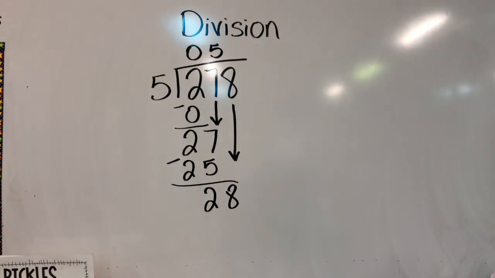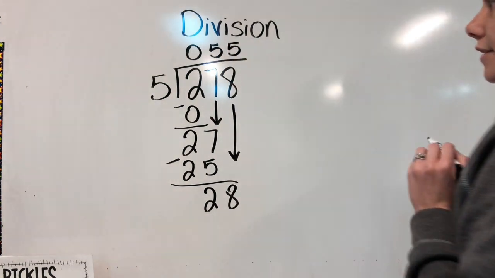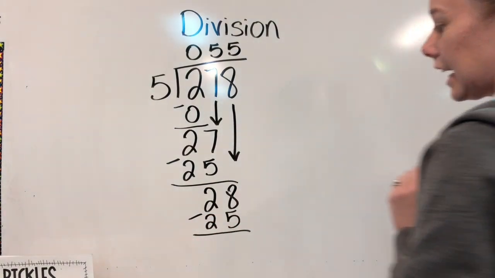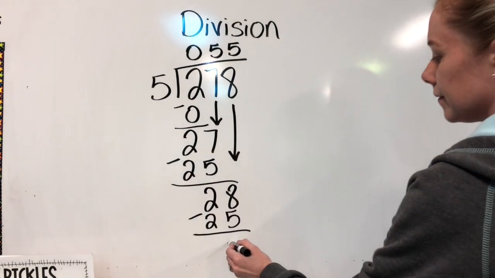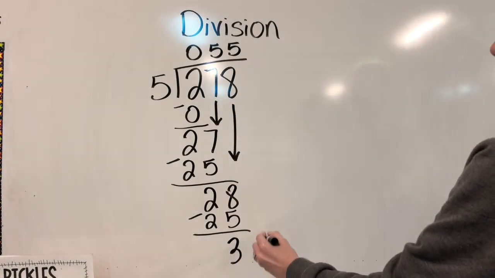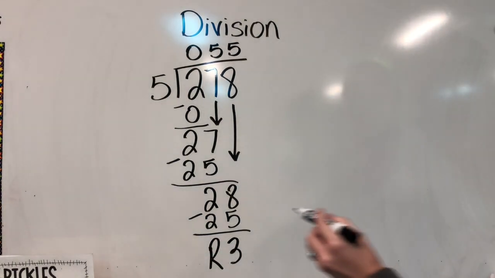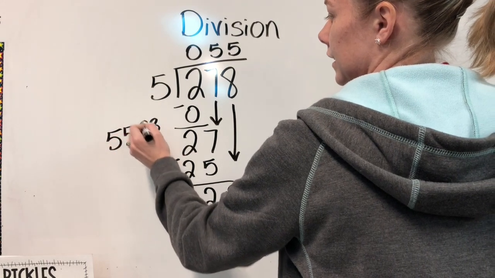Again, what times 5 gets closest to 28? Again, that would be 5. So 5 times 5 is 25. And 8 minus 5 is 3. And since there's nothing else to bring down, we know the remainder is 3. So my answer would be 55, remainder 3.